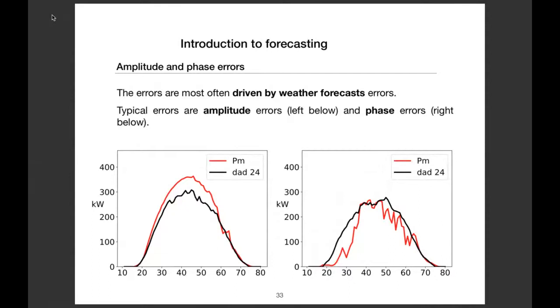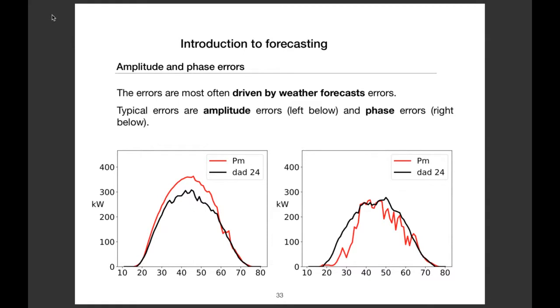Most of the time, these amplitude and phase errors are driven by weather forecast error. So probably, for instance, for the left figure, the solar weather forecast was a little bit smaller than the realization. The model used this weather forecast to produce the PV generation and consequently made an error on the amplitude because of the error on the weather forecast. Most of the time it is something like that.